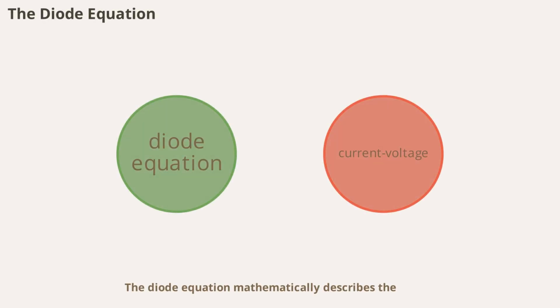The diode equation mathematically describes the current-voltage relationship in a p-n junction diode. It shows how the current through the diode depends exponentially on the applied voltage, with a small current in reverse bias and a rapidly increasing current in forward bias. This equation is fundamental for analyzing and designing circuits that use diodes, helping engineers predict device behavior under different conditions.